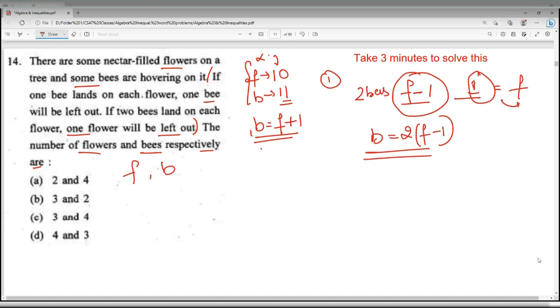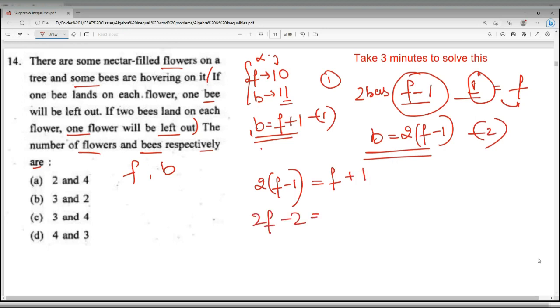We have B is equal to F plus 1, and then we have another equation. This is the first equation, this is the second equation. We'll equate the values here. We have B is equal to F plus 1, B is equal to 2 into F minus 1. We equate them: 2 into F minus 1 is equal to F plus 1. 2F minus 2 is equal to F plus 1. F is equal to, I brought this here, 2 plus 1, is 3.